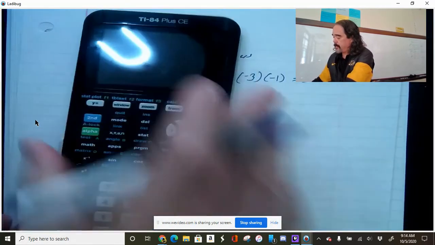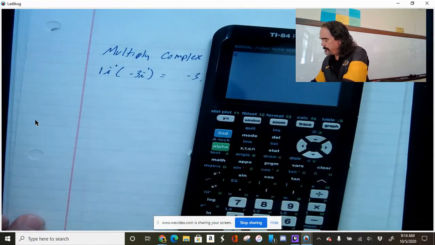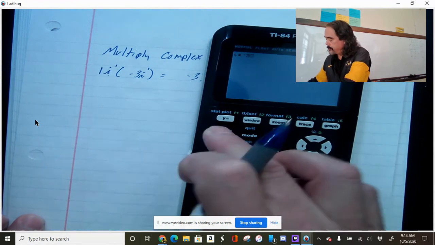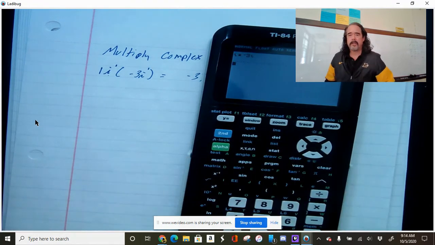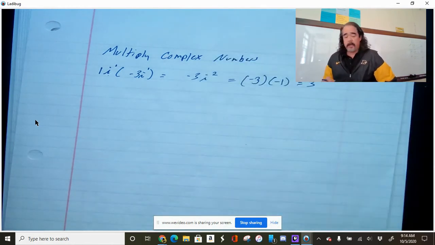I can do that in my calculator. i times -3i, and I get 3. All right, so it could be done in a calculator too.